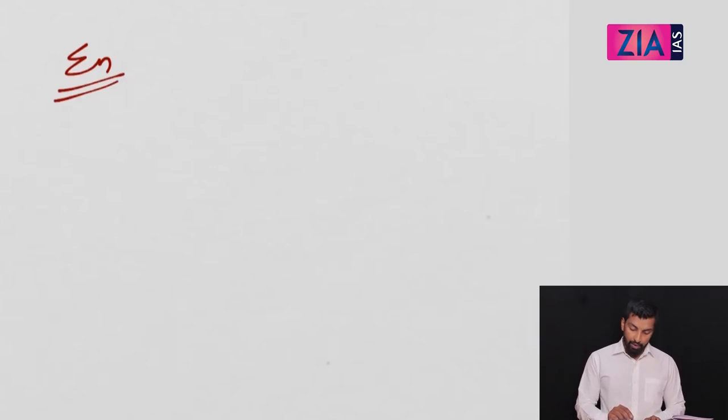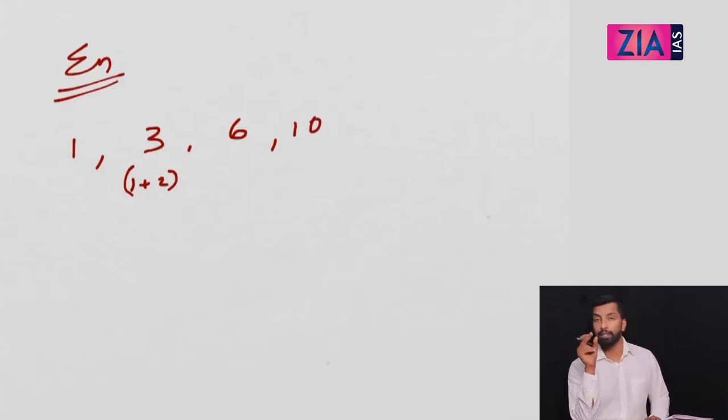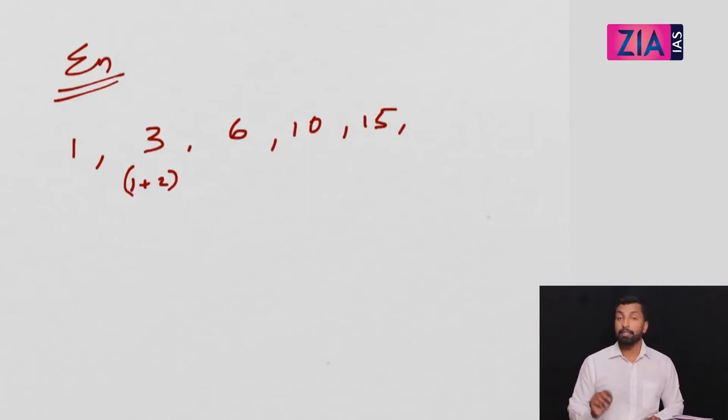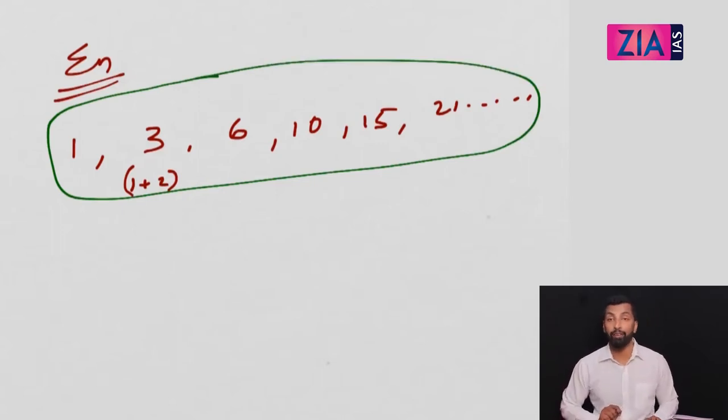The first number will be 1. There is nothing to add, it's 0 plus 1, or 1. The next sigma n number is 3. What is this? It's 1 plus 2. The next number will be 1 plus 2 plus 3, so that is 6. The next number will be 1 plus 2 plus 3 plus 4, so that is 10. Fifth will be 1, 2, 3, 4, 5, that will be 15. Sixth will be 1, 2, 3, 4, 5, 6 added, so 21. Like this it will go. So these are the sigma n numbers: 1, 3, 6, 10, 15, 21, etc.